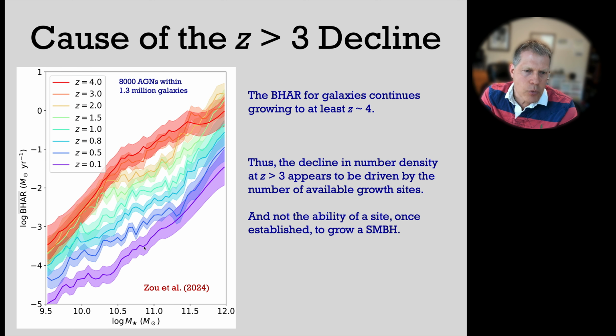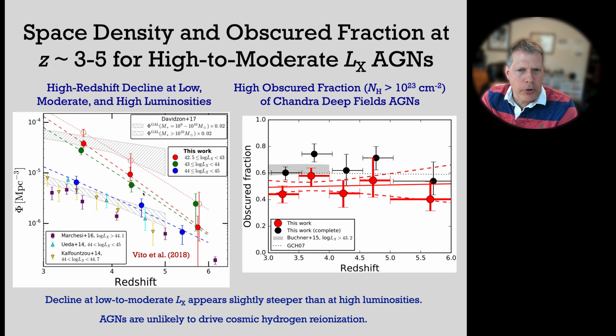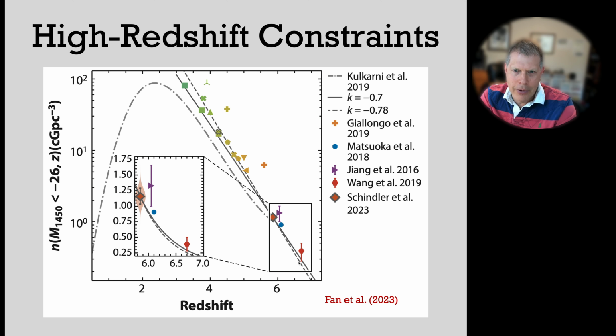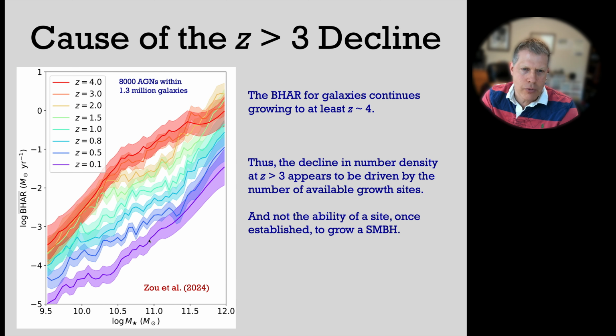Another point, which I will mention, is that you may be wondering, given that I showed you this plot previously, where again the black hole accretion rate in galaxies of a given mass rises and rises and rises all the way to a redshift of 4, you might say, well, if this is rising all the way to a redshift of 4, then how is it that the number density is going down? How is the number density going down starting at a redshift of about 3 if indeed the black hole accretion rate rises and rises all the way back? I mean, how does that happen?